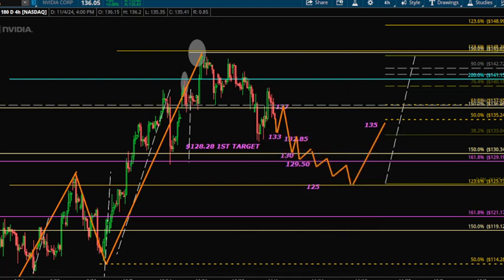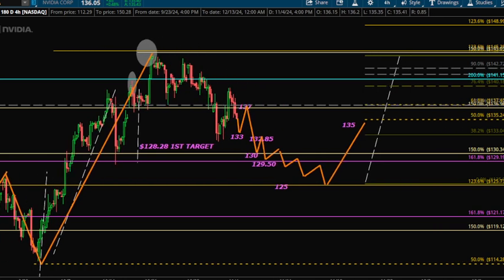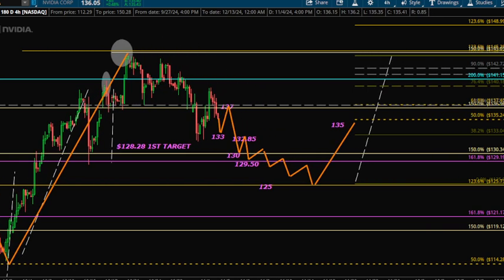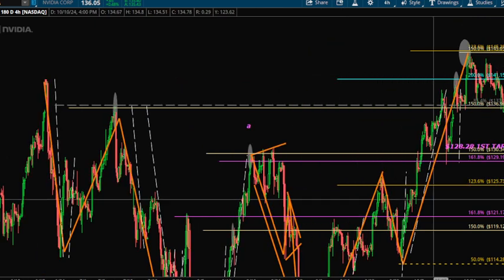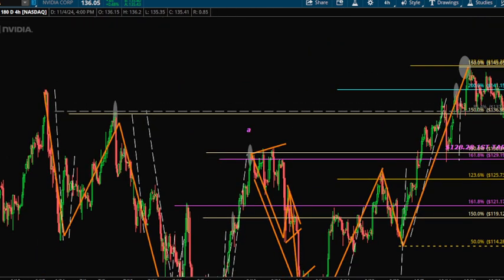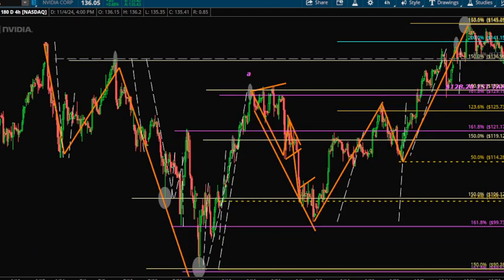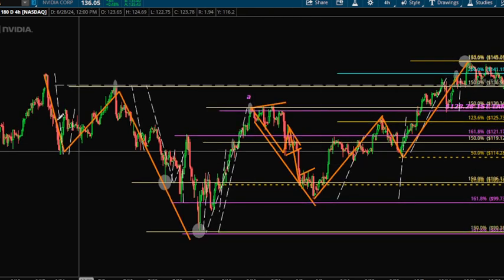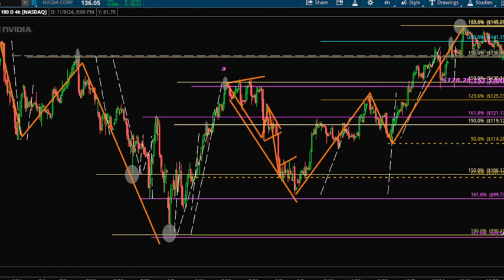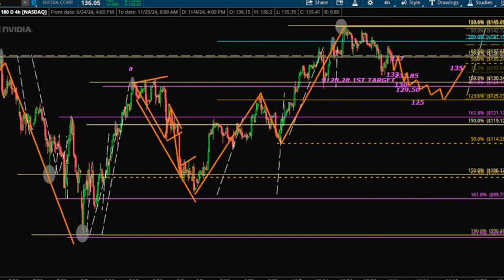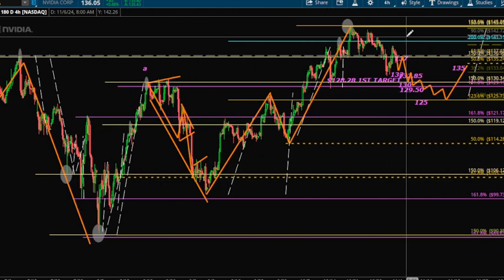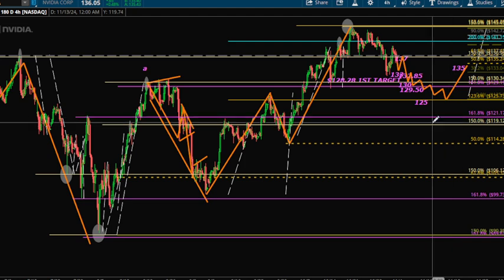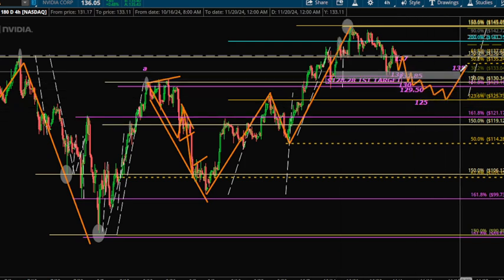So that is, I know this was a long drawn out video, but I wanted to show you how I count this, how much time you can spend doing this. The more time you put into it and really get these fibs accurate, it helps. I can sit there and just count the pivots and say that's 1, 2, 3, 4, 5, that's it, we need a correction.